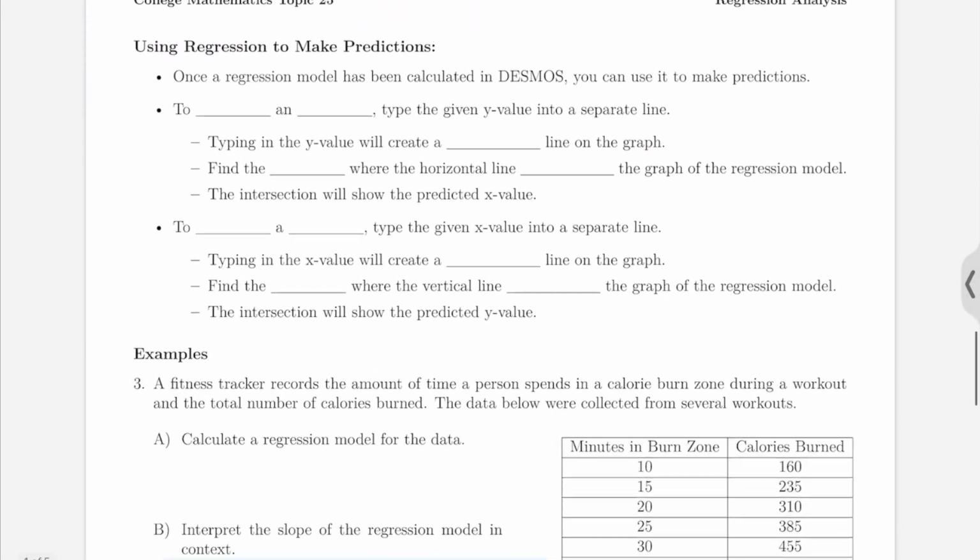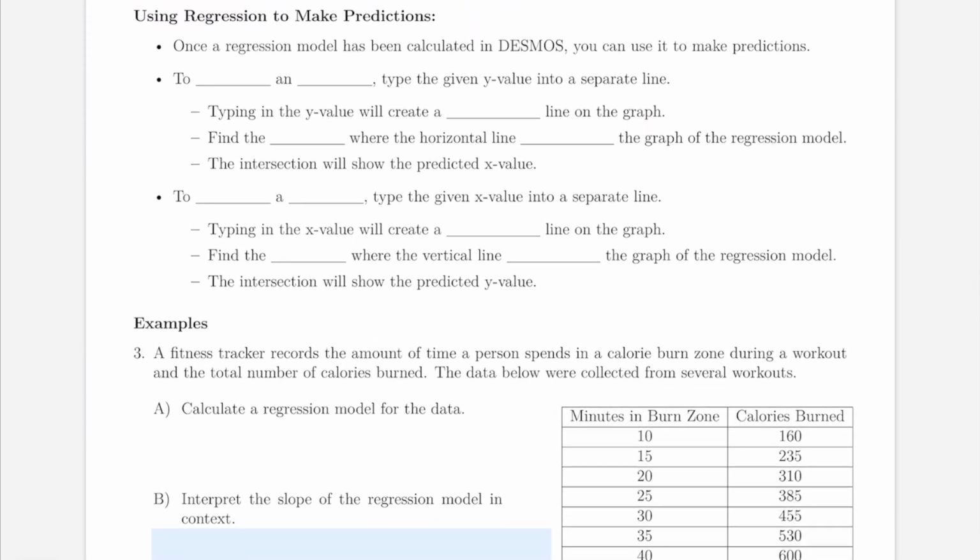All right, let's keep going and talking about 2 more examples here.